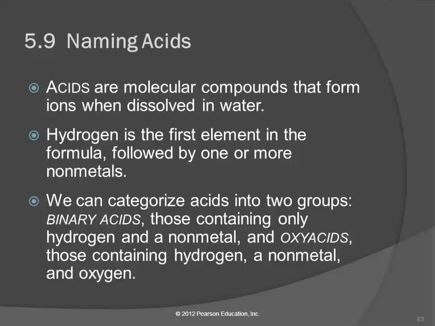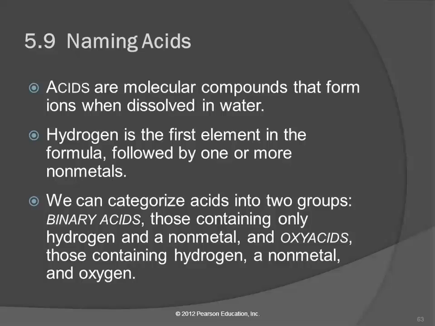The last category that we're going to learn how to name are acids. We can think of them as being related to the ions. They are molecular compounds. They are not ionic in nature, but when you put them into water, they ionize and form ions. So they're kind of in between.